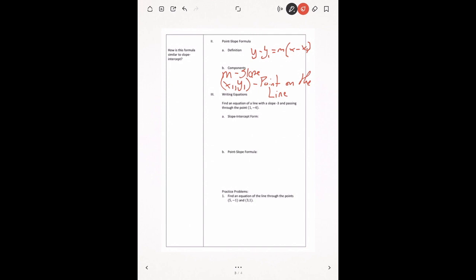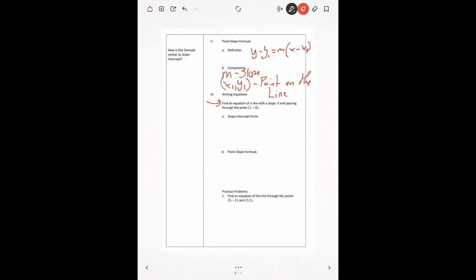So in this next problem, let's see if we can compare what's going on with slope-intercept form and point-slope formula. Two different techniques for figuring out what the equation is. In this problem, we want to find the equation of a line that has a slope of -3, and it should go through the point (1, -4).